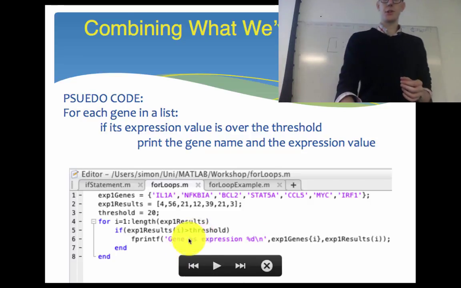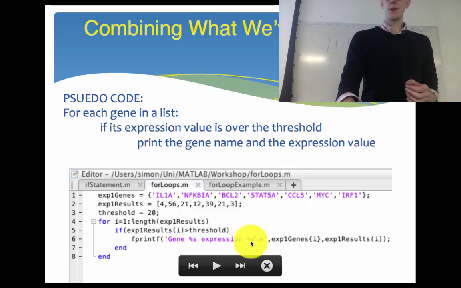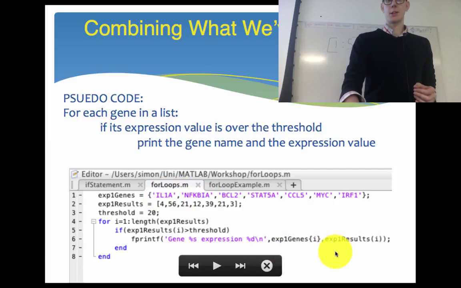So we want to substitute a string in and a number in. And here we're going to substitute in the first string, which is going to be the gene name, and then here we're going to substitute in the value, which is going to be the results. Now the eagle-eyed among you will spot that we've used slightly different brackets here.